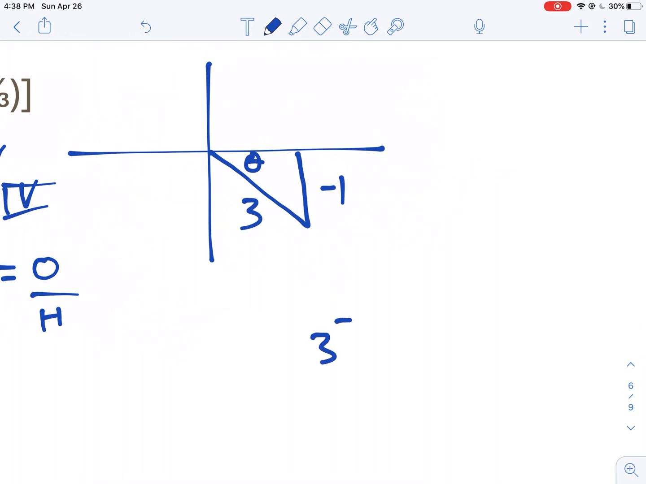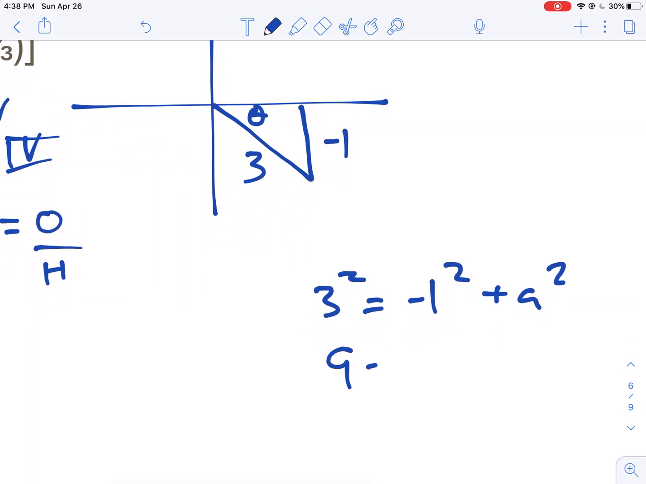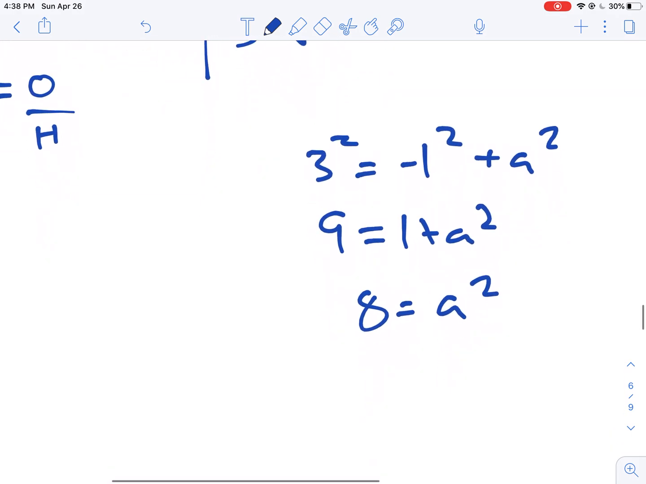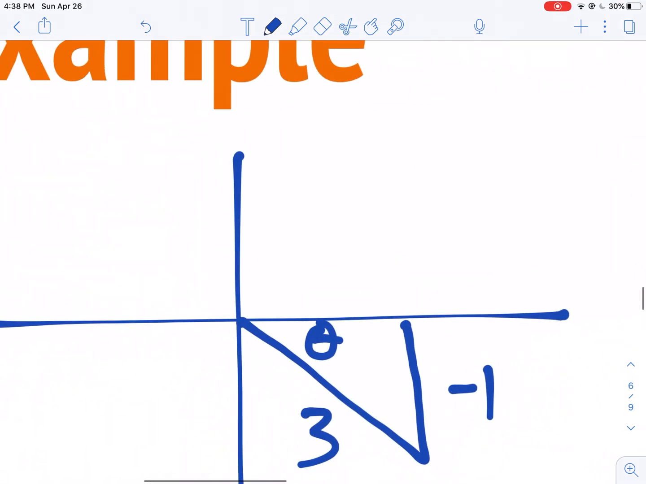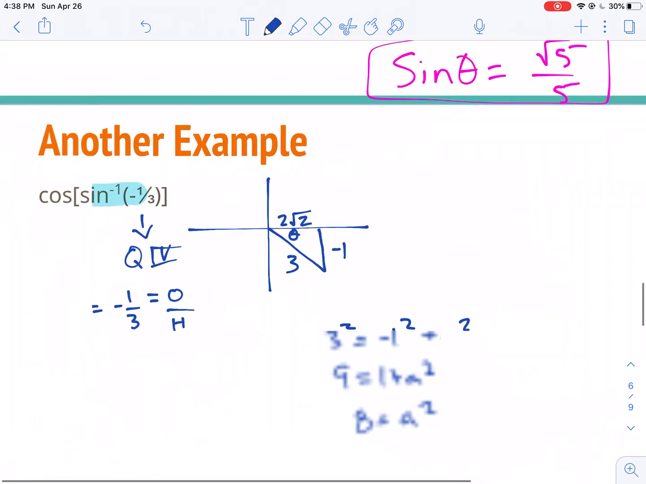So I'm going to say 3 squared is equal to -1 squared plus adjacent squared. I've got 9 is equal to 1 plus adjacent squared. 8 is equal to my adjacent squared. 2 times the square root of 2 is equal to my adjacent side. So now I have this adjacent side with a value of 2 times the square root of 2.